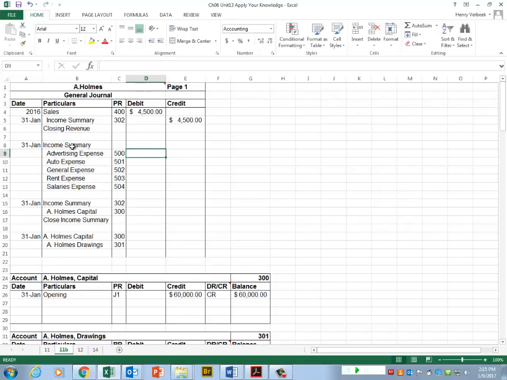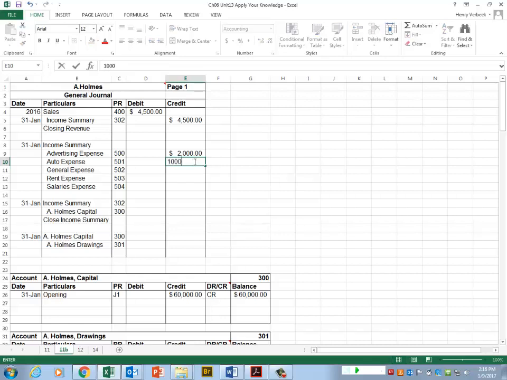Now, the second step is to close the expense accounts. In a journal, we always put the debit first, but we can't do the debit until we know how much it takes to close and zero out all the different expenses. Expenses are normally a debit, so to zero them out, we need to put the same amount they have. You look in the T accounts and find the first one, which is advertising expense, and it's 2,000. In the T account, it's on the debit side, so we're going to put it on the credit side.